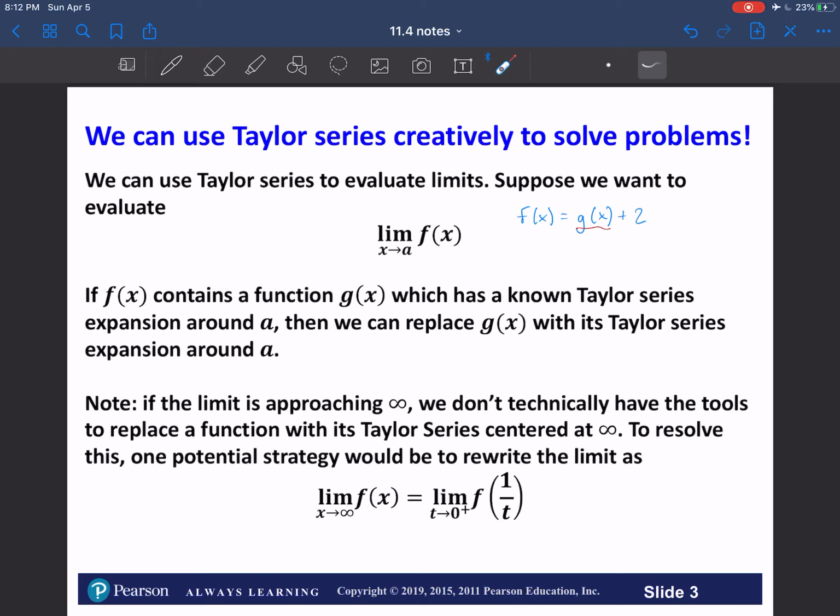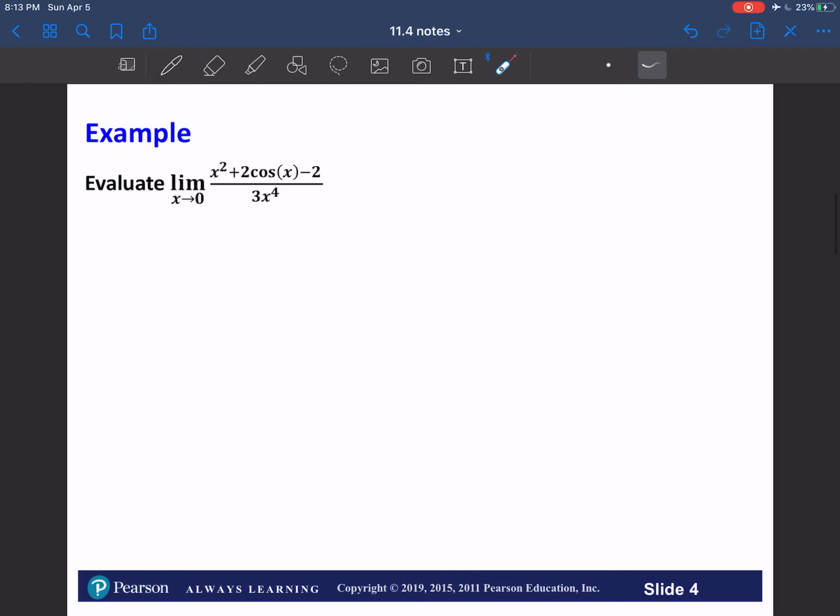All right. We also note that if the limit is approaching infinity, we technically don't have the tools to replace a function with its Taylor series centered at infinity. So to resolve this, one potential strategy we could do is write that the limit as x approaches infinity of f of x is equal to the limit as t approaches 0 from the right of f of 1 over t. So basically, every time you see an x, you would replace that with 1 over t. And instead of taking the limit as x approaches infinity, you now take the limit as t approaches 0 from the right. Okay, that shouldn't be too common of a strategy that we end up using, just a note for you guys to have.